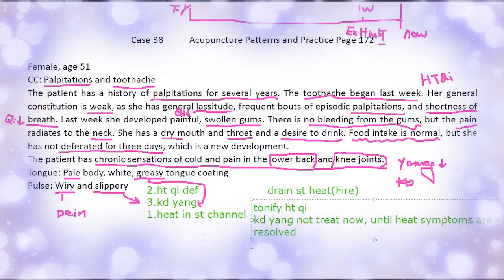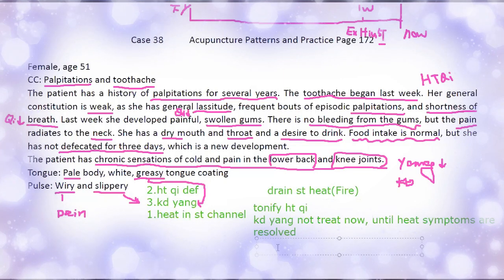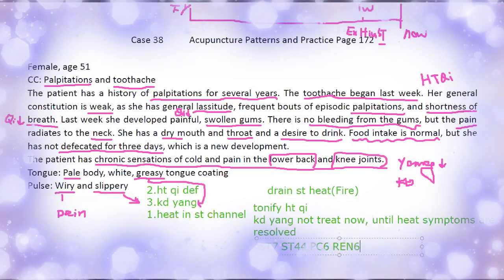Okay, I still put the book points here. Stomach 7, stomach 44, pericardium 6, and Ren 6. And another set: stomach 44, LI 11, heart 7, bladder 23, DU 4.